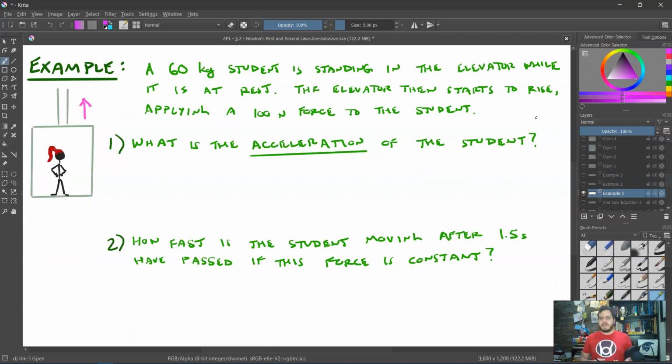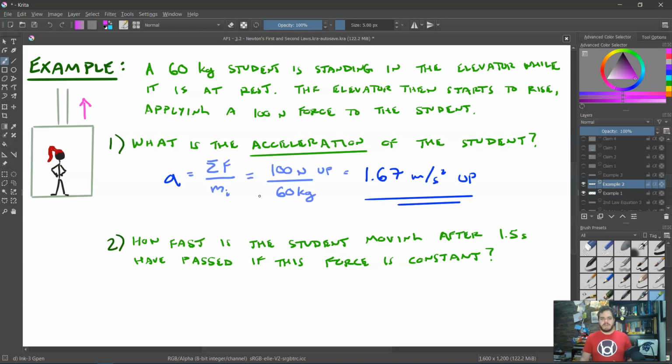We have a 60 kilogram student standing in an elevator while it's at rest. The elevator then starts to rise, it accelerates, applying a 100 newton force to the student. What is the acceleration of the student? We just plug it into Newton's second law, and we say the acceleration is equal to the net force over the inertial mass. Well, this is the only additional force we've added to the situation, so it'll be 100 newtons up over 60 kilograms. Divide that through in your calculator, 1.67 meters per second squared up, because the net force is up, the acceleration is up.